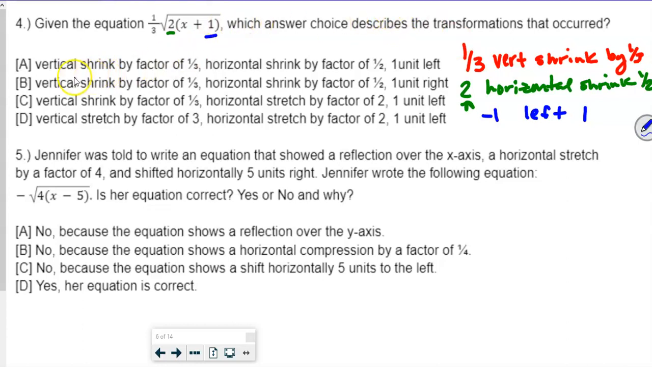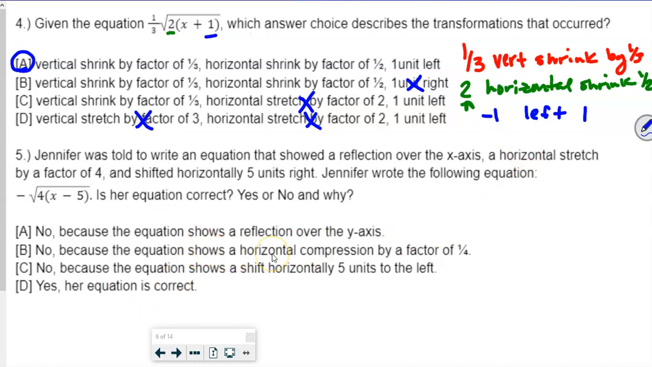So let's see which one of these matches. Vertical shrink by a factor of 1/3. Vertical shrink, yes. This one is not, though. That's not true, okay? Then we have a horizontal shrink by a factor of 1/2. Horizontal shrink by a factor of 1/2. Horizontal stretch, nope, that's not a stretch. Then what do we have? 1 left. So we have 1 unit left, not 1 unit right. So that's not true. So that was my answer right there. So go through every single thing, guys. That's the way to ensure that you're getting the correct answer, okay?